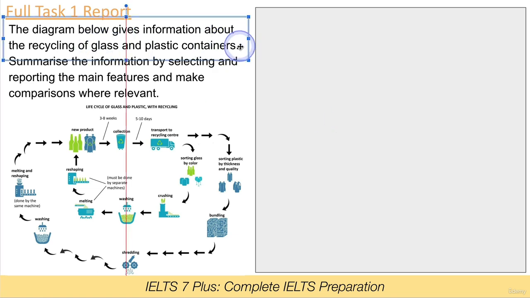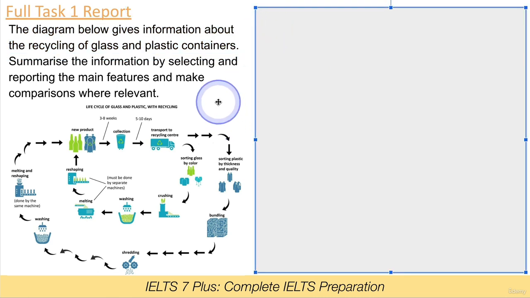Okay, so the first thing we need to do, like with any task one and task two for that matter, is to paraphrase this statement here. The diagram below gives information about the recycling of glass and plastic containers. So we could say maybe the pictorial displays the process of, now it's difficult to paraphrase every single word, we're not expected to.